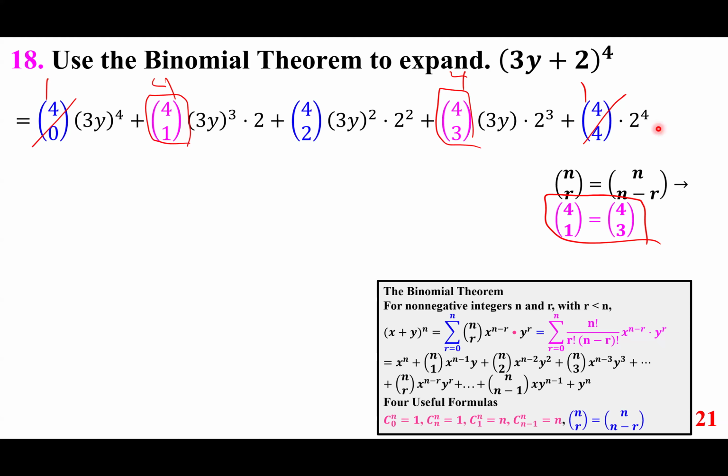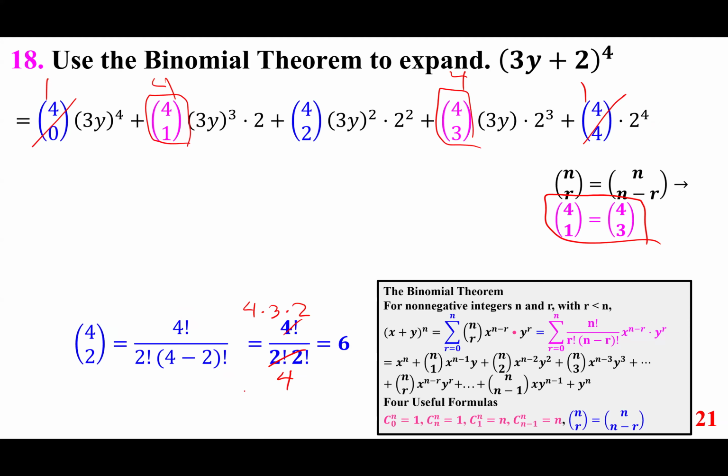So you don't have to do anything except calculate 4C2, which is 4 factorial over 2 factorial times 4 minus 2 factorial. So this is 4 factorial over 2 factorial times 2 factorial. I hope you see that this is 4 times 3 times 2, and this is 2 times 2, 4. 2 factorial is 2. So the answer is 6.